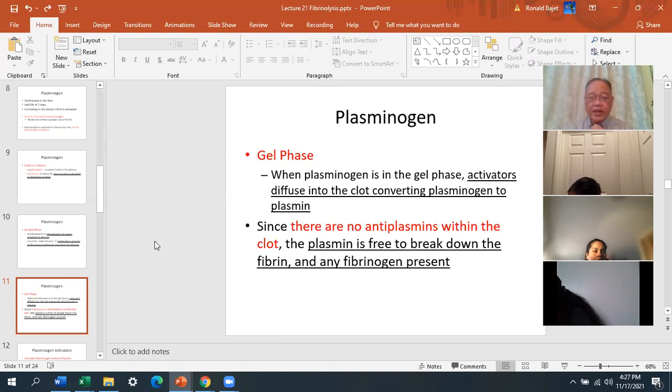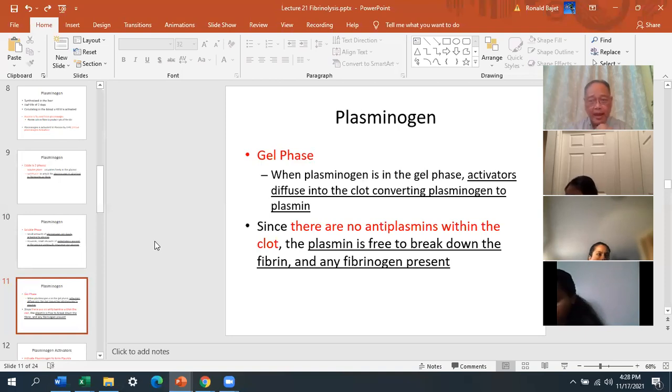So plasmin has combined with the fibrin. Plasmin is normally counteracted by antiplasmin, but since the plasmin is not available to be counteracted by antiplasmin because it's within the clot, then the clot can break down. Because if the plasmin was available, then antiplasmins would act on the plasmin, and you won't get clot lysis. So since the plasmin is already within the clot and not able to be acted on by any antiplasmin, the plasmin is free to break down the fibrin and any fibrinogen product. You guys understand that? I hope you weren't confused.